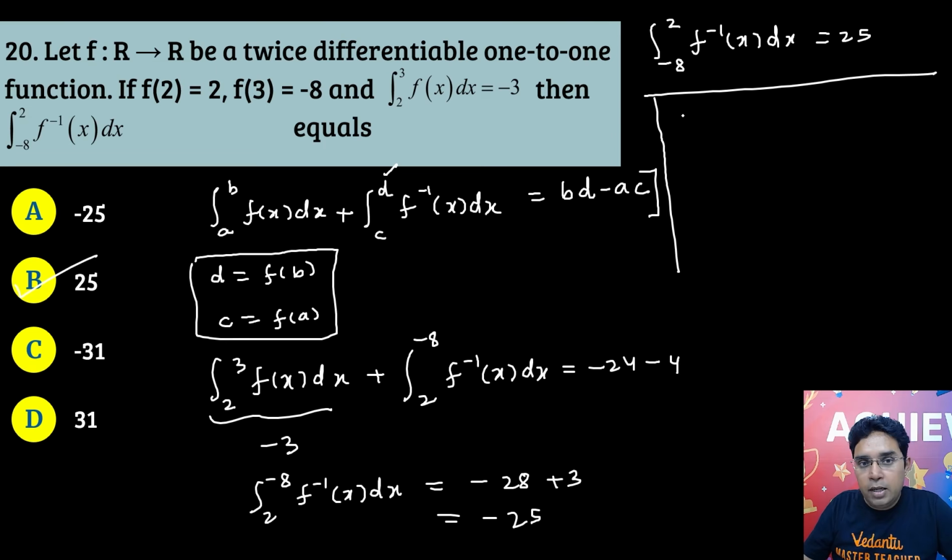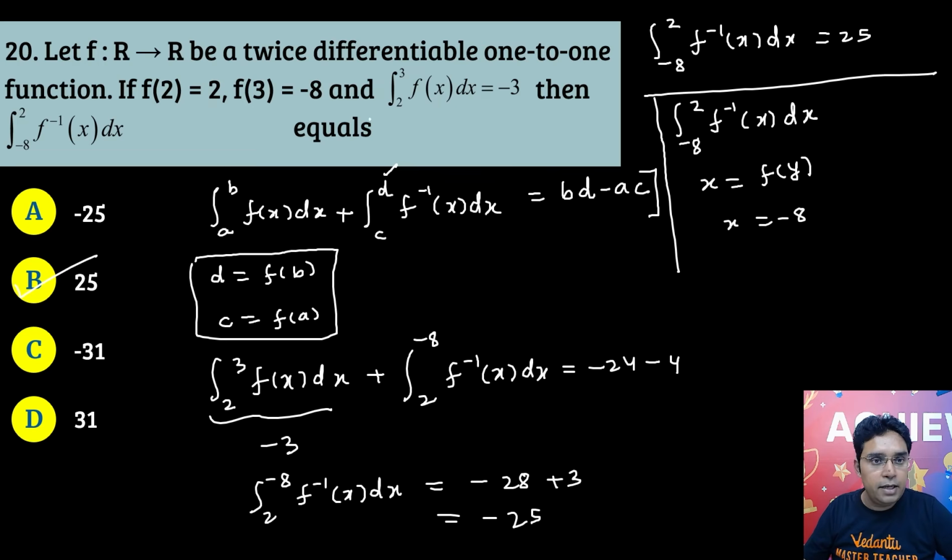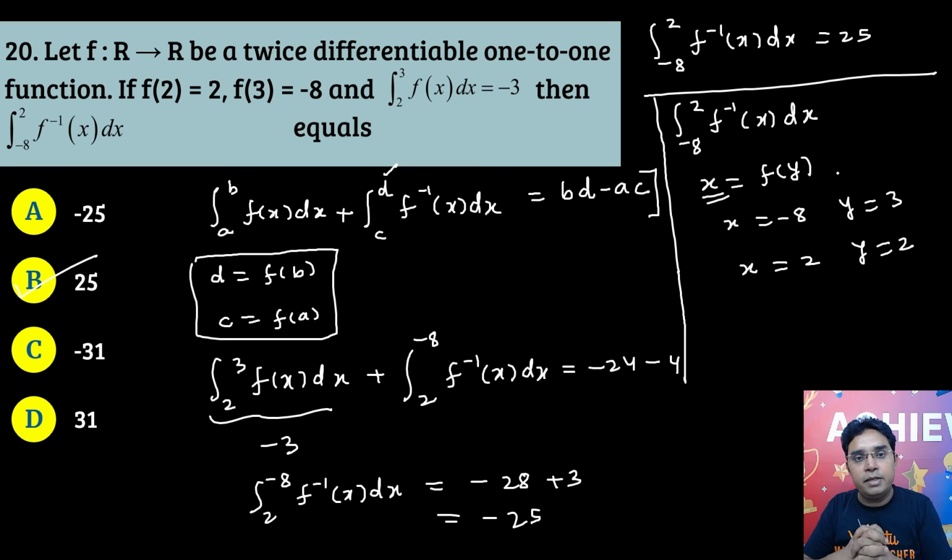Please see how. For this integral from minus 8 to 2 of f inverse x dx, I'll put x as, let us say, f of y. Now when x will be equal to minus 8, you can see y will be equal to 3, and when x is equal to 2, then y will be equal to 2. Why is it so? Because it's a one-one function. So if x is equal to minus 8, and we know already that f(y) is equal to minus 8, the y has to be 3 only, because it's a one-one function. There cannot be the same value at two different numbers if it is one-one.